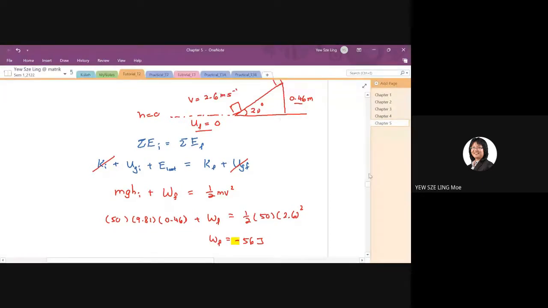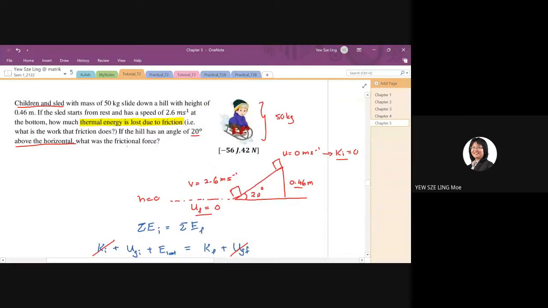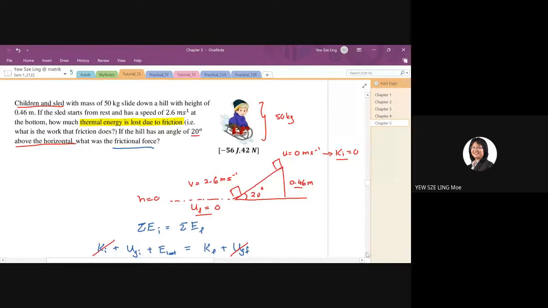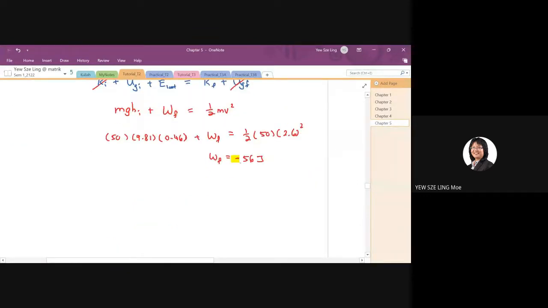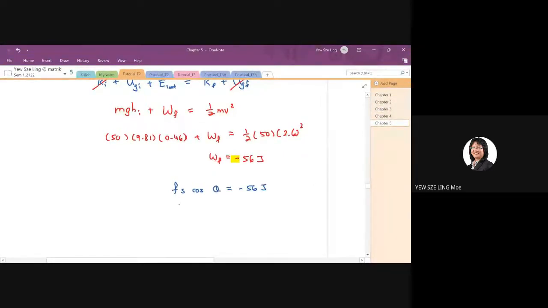Okay, the work done to overcome the frictional force. Now, according to the second part of the question, it asks you to determine the frictional force. All right, which means we need to expand these equations. So the work done by friction is equal to Fs cos theta, which is equal to negative 56 joule. Now, our task is to determine the frictional force, which is F.